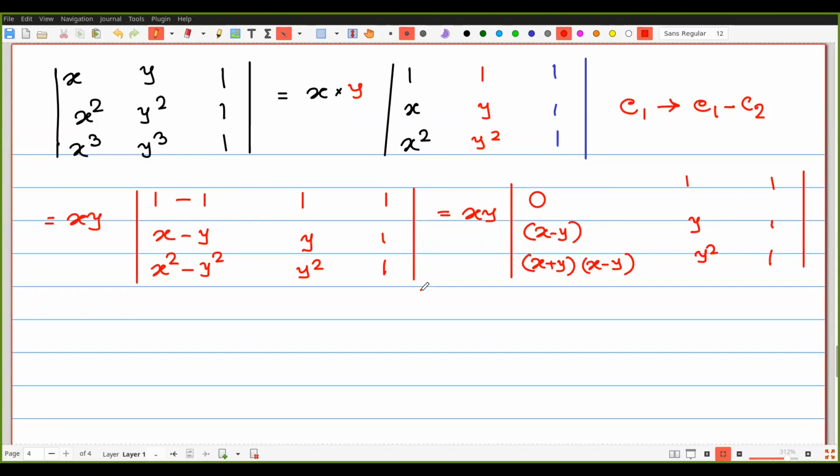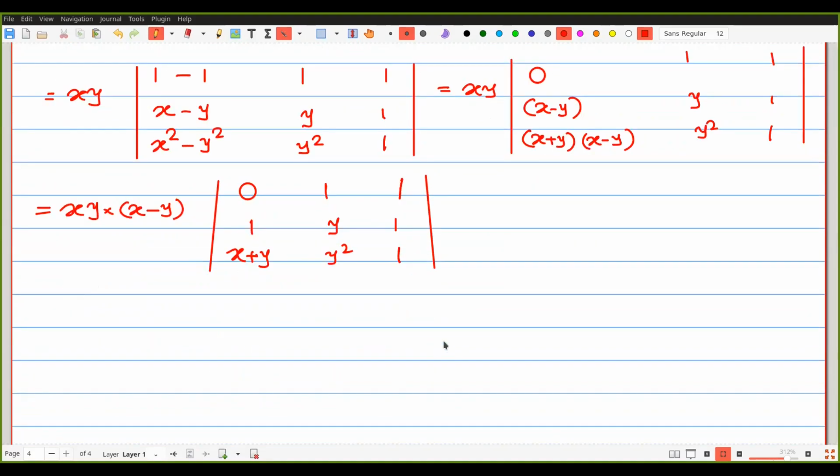Now look at the first column. There is another element that is common, that is x minus y. So I am taking common x minus y from the first column. So now the first column is 0, 1, x plus y. The second column remains the same, 1, 1, 1.